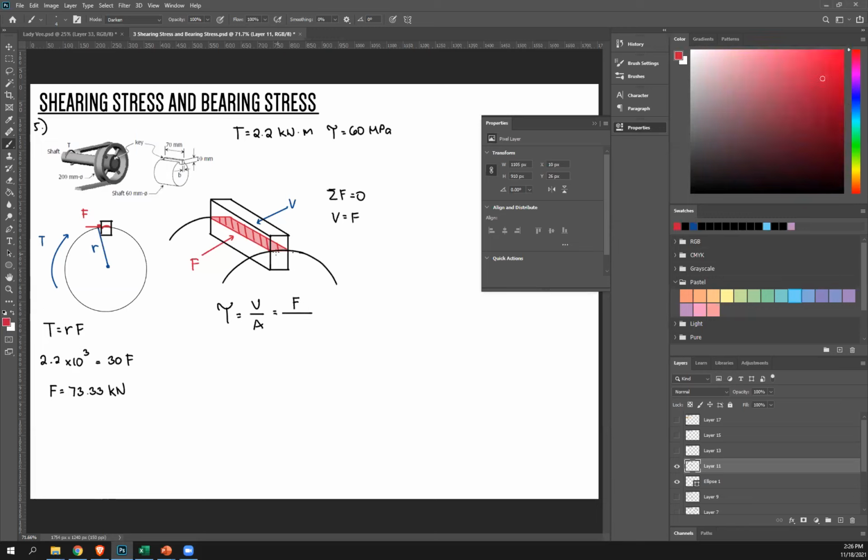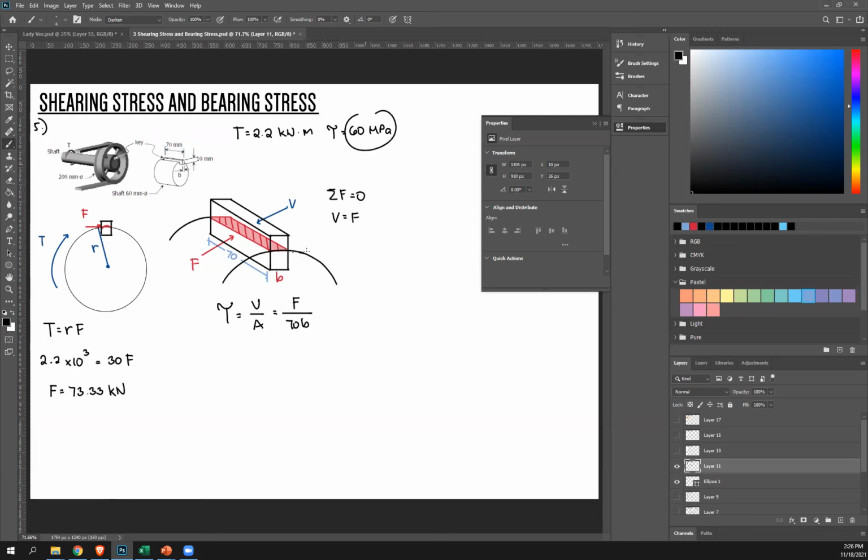Now to get that shear area, this is just the base of your key, right? That's B. And this is just the length of your key. And that length is also given. It's 70. Therefore, this shear area is a rectangle, so that's just base times height, or length times width. Length is 70 with this B, so this is 70B.